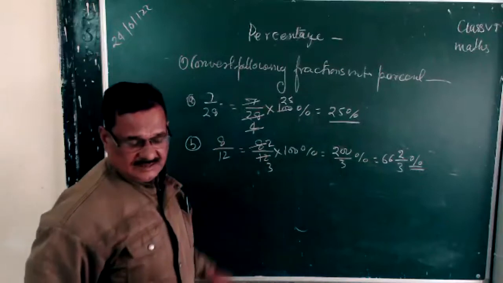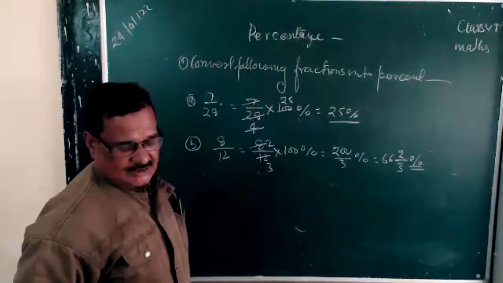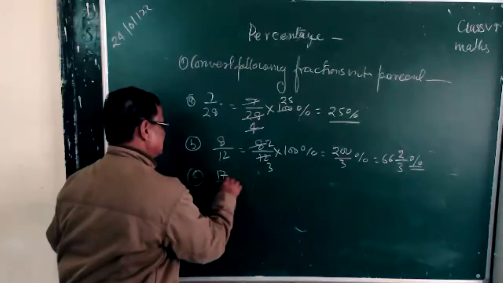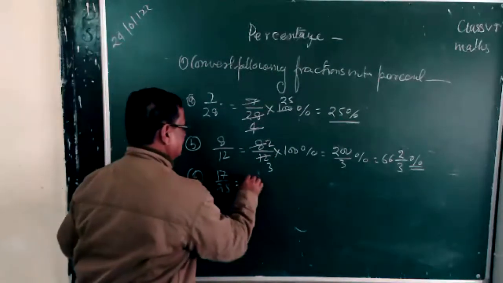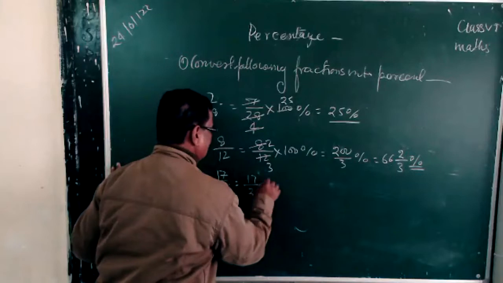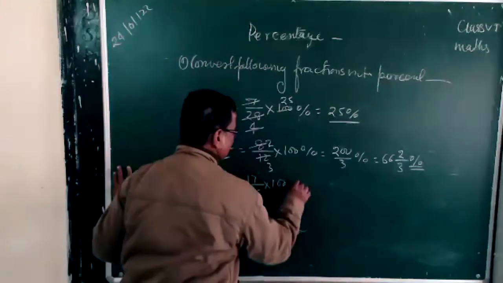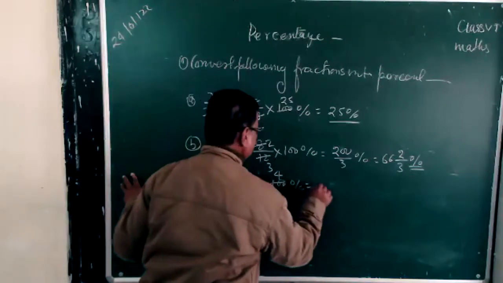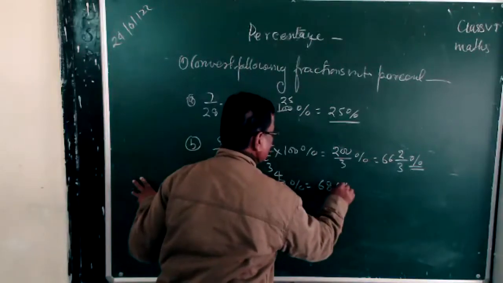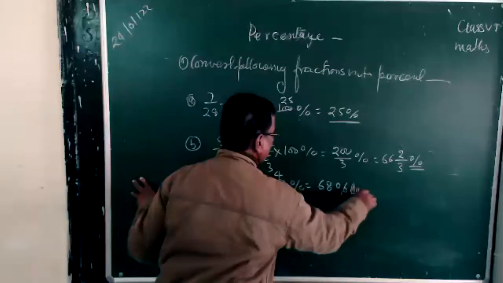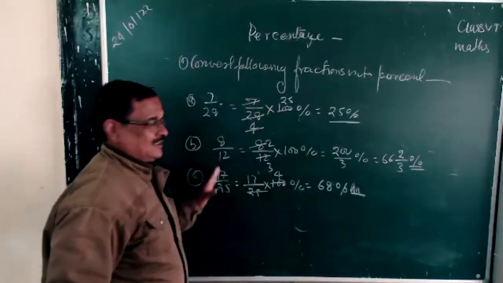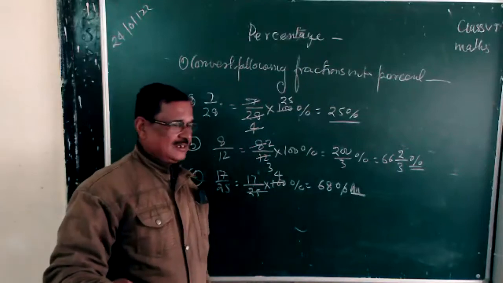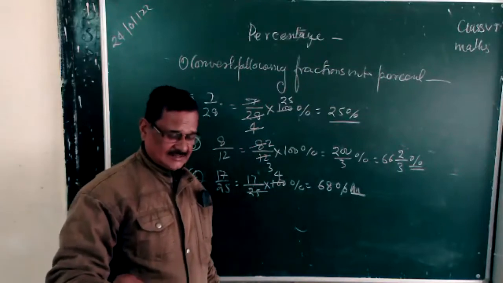After that, 17 by 25. See, 17 by 25 can be written as 17 by 25 into 100%. 100 divided by 25 is 4 times, and 68% comes. This way you can convert any fraction into a percentage by multiplying by 100% or simply 100.